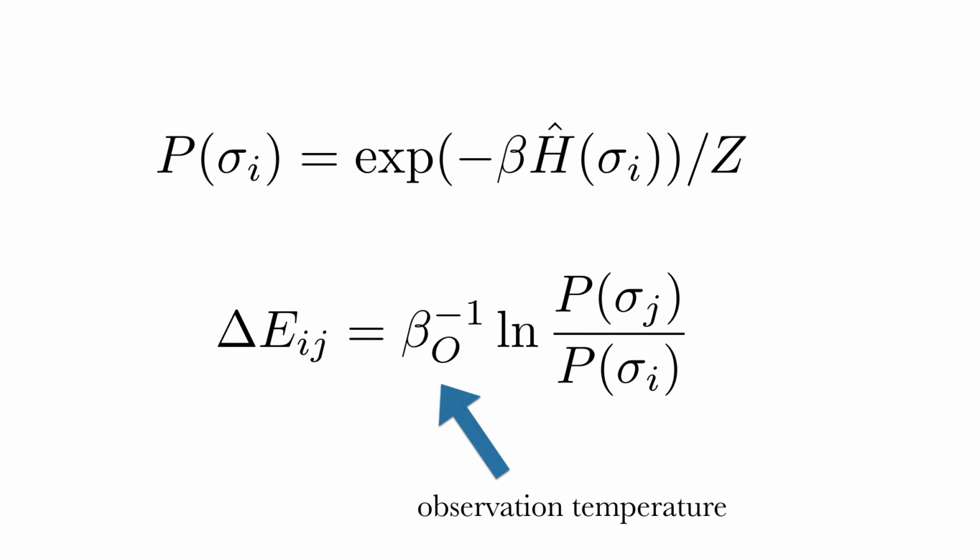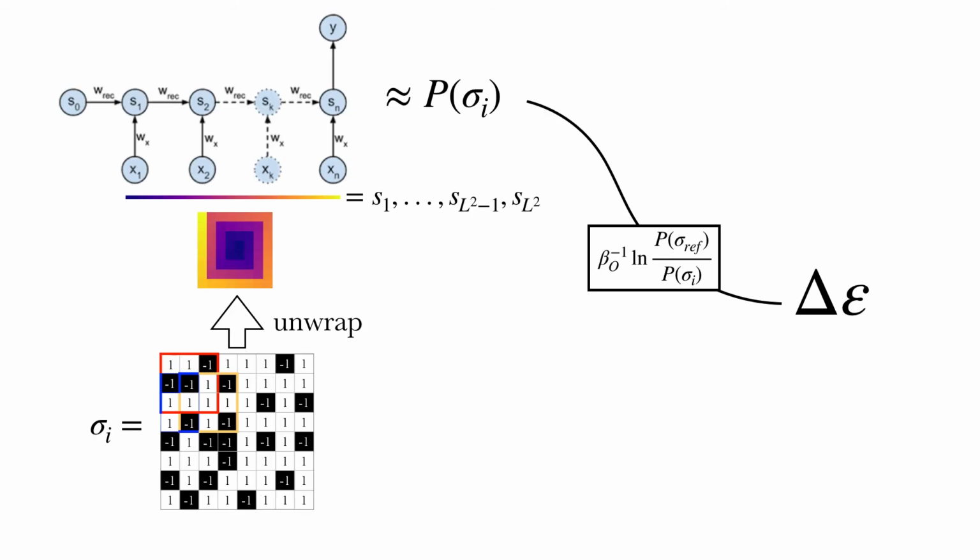Okay. So what can we do by linking these ideas? The ideas that we get from statistical mechanics and from recurrent neural networks, and that's what we've done in this project. So let's take a particular microstate. We're going to apply this unwrapping idea.